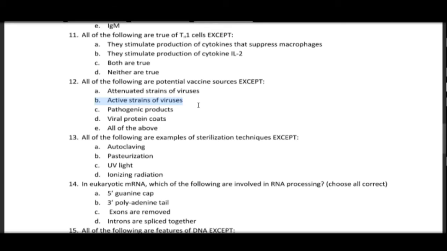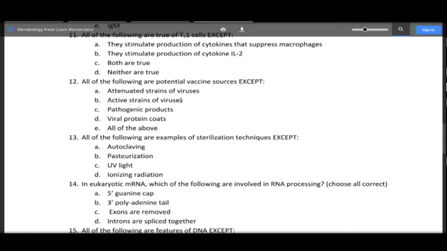That's why they say to get a flu shot versus go get the flu and deal with it that way. If the flu shot was just an active strain of the virus, people wouldn't be advertising the flu shot so much versus just getting the flu as it comes. So when it says all the following are potential vaccines, except, the exception would be the active strain.